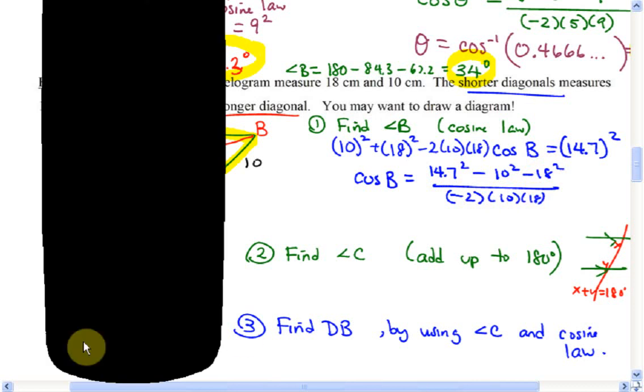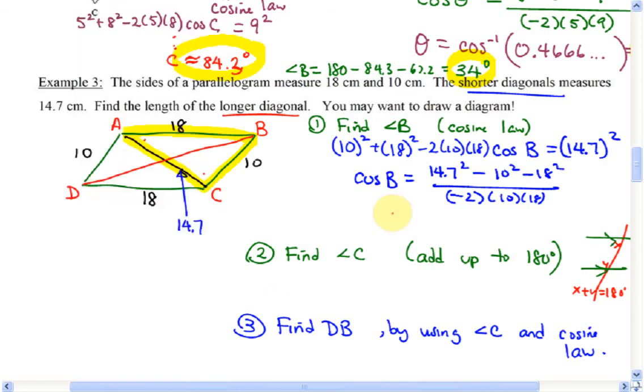I'll do this on my calculator now. This is a pretty involved question, isn't it? Negative 2 times 10 times 18. Well, I just rounded it. I got 54.72. Okay. So B is 54.7 degrees, I'll say.